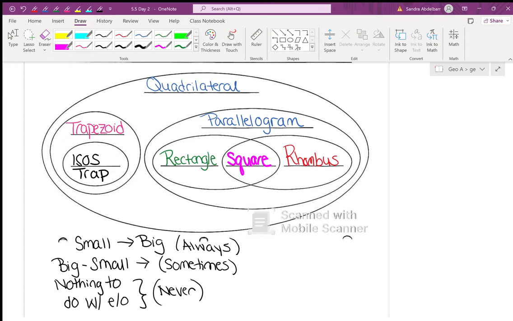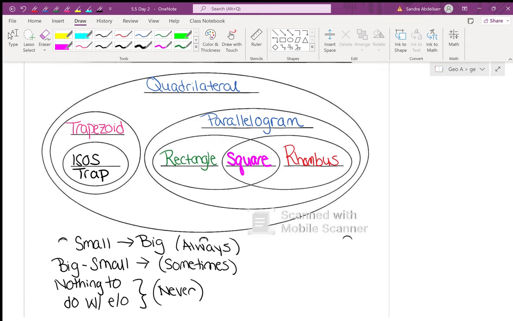And remember, what did we say? The square was the queen bee. She had every property of a parallelogram, every property of a rectangle, every property of a rhombus. So a square is always a rectangle, a rhombus, a parallelogram, because it has every property that they have.